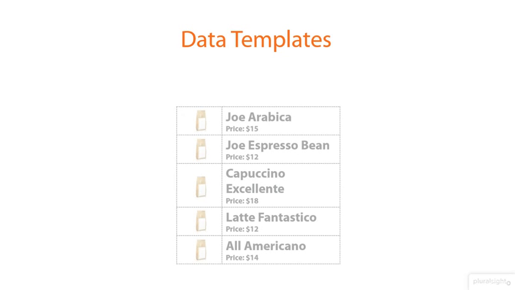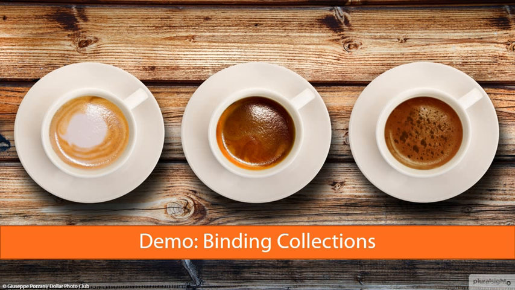Now, data templates, as mentioned, give us the ability to completely override how an item should be displayed in the UI. The template itself is a piece of XAML which is repeated for every instance in the collection. We can put whatever XAML we want in there, so for example, we can create a grid with an image and 2 text blocks. In the next demo, we will bind a list of coffees using what we have seen so far.